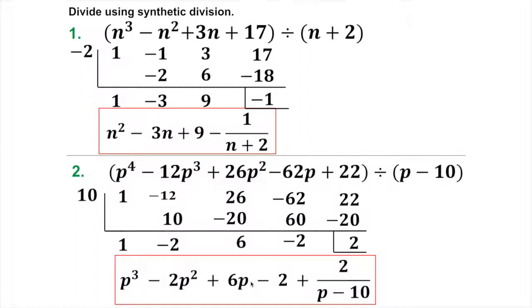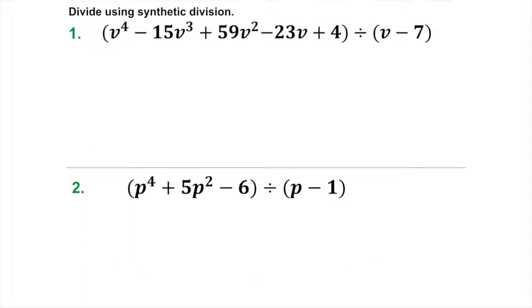All right, let's get some more practice on this. Try these 2. Go ahead and push pause when you're ready, and then after you've completed your problem, come back and push play.